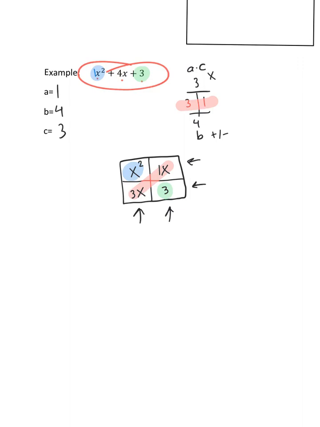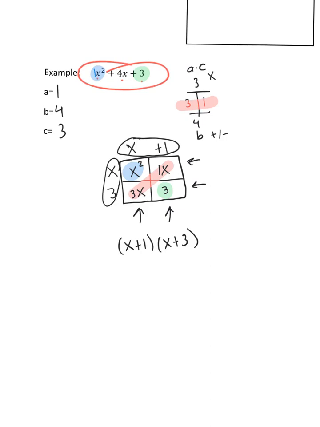Okay, so the largest thing I can take from x squared and 3x is just a single x. The largest thing that I can take from an x and a 3, they don't share anything. If they don't share anything, the only thing you can take out is a 1. So just put plus 1. 1 goes into everything. You can divide everything by 1. From an x squared and an x, I can take a single x. And then from a 3x and a 3, I can take a 3. So my factors come from the top and the side of the box. So you've got x plus 1 times x plus 3.